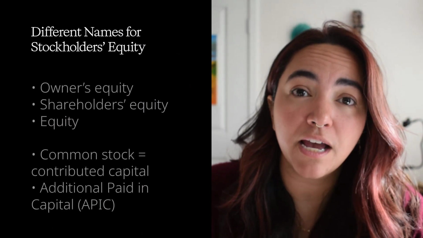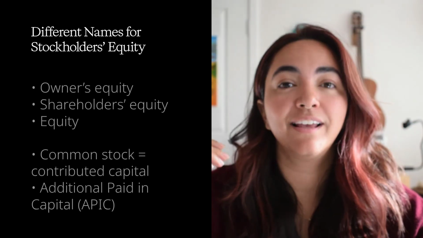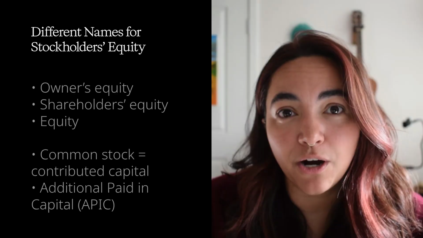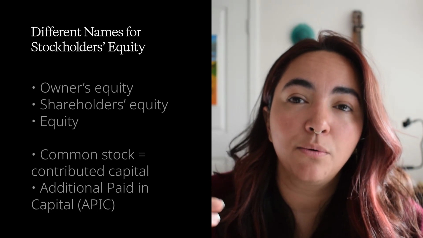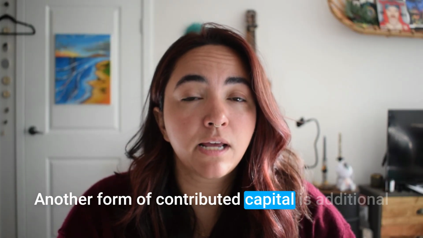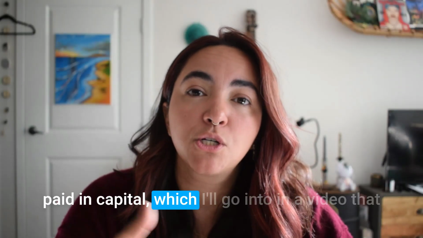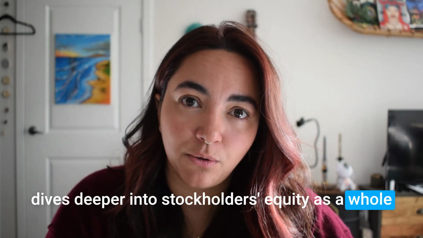Now, while we're talking about this section, I think it's important to note that stockholders' equity can actually have a few different names. Sometimes it's just called owner's equity, shareholders' equity, sometimes it's just called equity. And while I often say common stock because I'm oftentimes referring to public companies, common stock is known as contributed capital. It's this funding from external sources. Another form of contributed capital is additional paid-in capital, which I'll go into in a video that dives deeper into stockholders' equity as a whole.